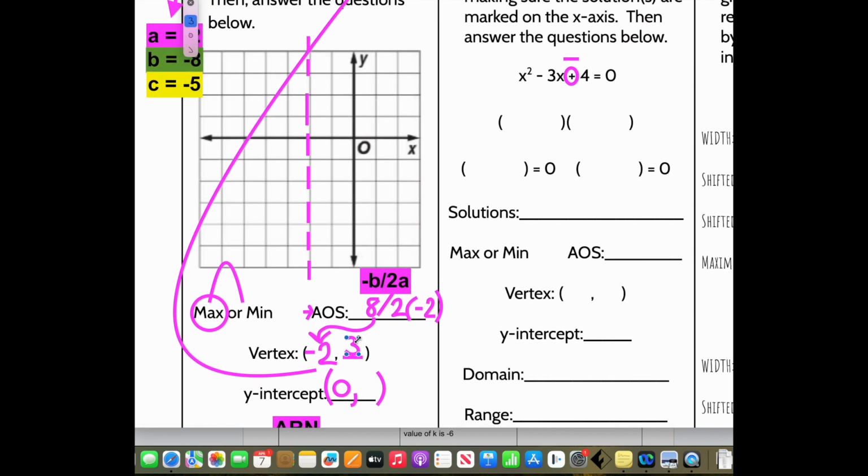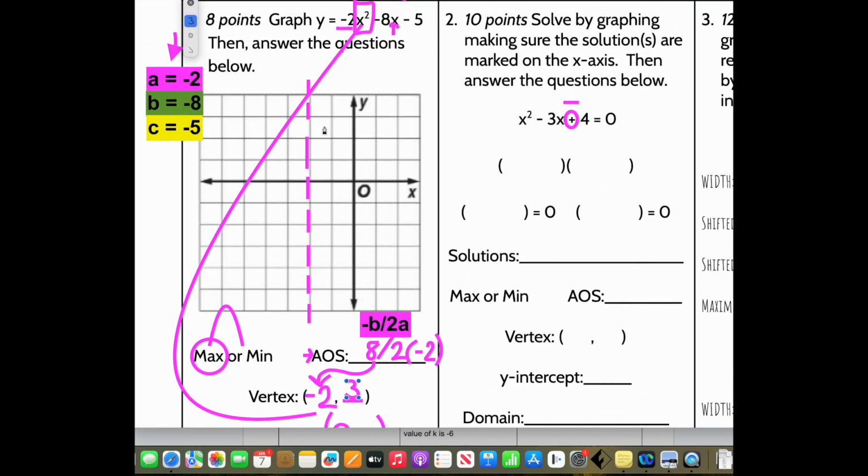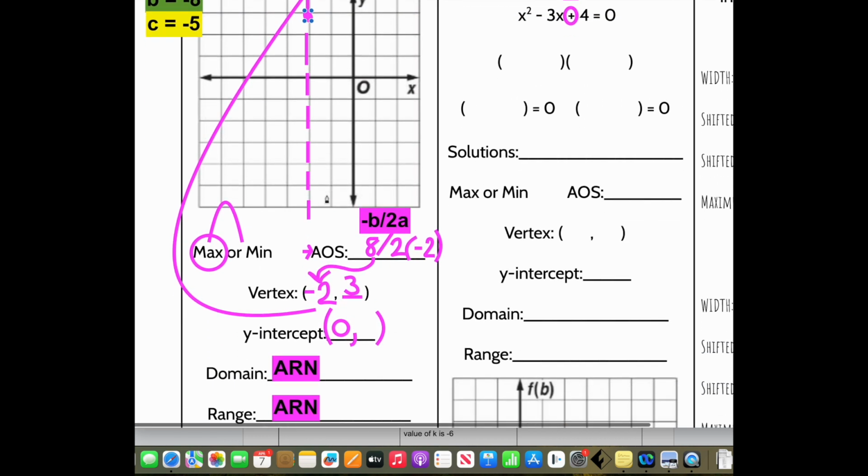So the vertex negative 2, 3 can be found right here. And I'll put that in its correct location. And that is our maximum.